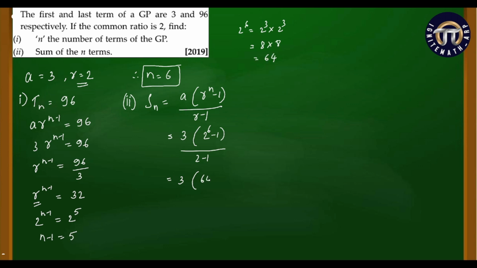So I can write 64 minus 1 divided by 1. Clear, children? So 3 into 63. So that is nothing but 3 into 3 is 9. So 3 into 6 is 18. So Sn is equal to 189 I get. Clear, children? So now let's move to the next question.